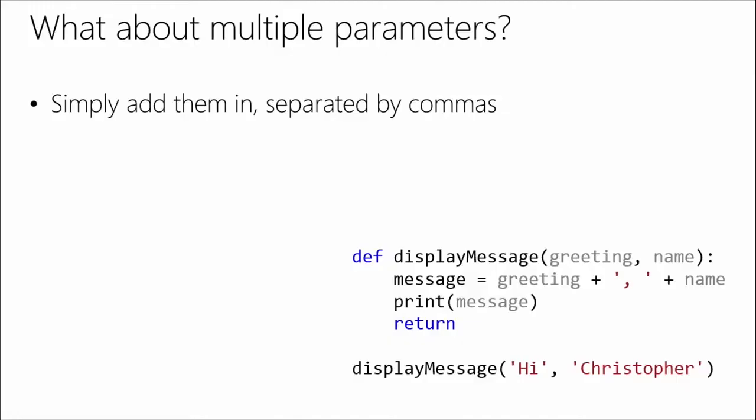Okay, so with that, let's keep going with our parameters here. What about multiples? Well, you could absolutely add in multiple parameters by simply separating them with commas. That's it. So just define display message, greeting and name, and then simply concatenate that together, and you'll notice that we can just print that out like that.